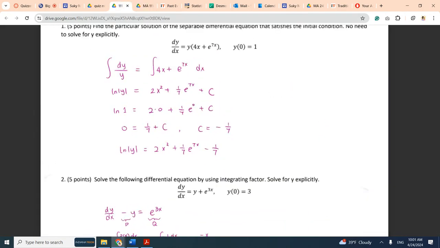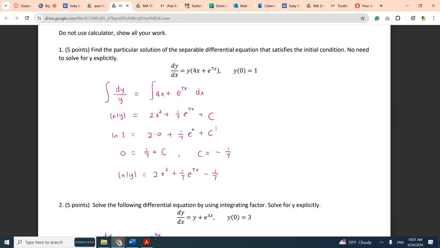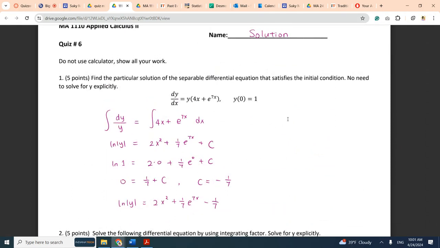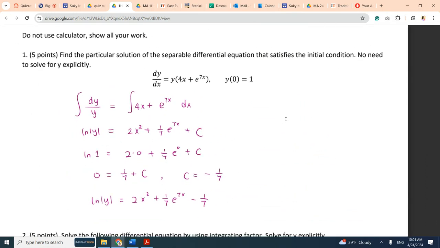Okay, so let's see here. Quiz 6, we have two problems. It's about the separable differential equation and the first order linear differential equation. The first one is the separable. So we first make it to the standard form. Standard form means your left hand side is dy dx. Your right hand side is the product of a function of x and a function of y.